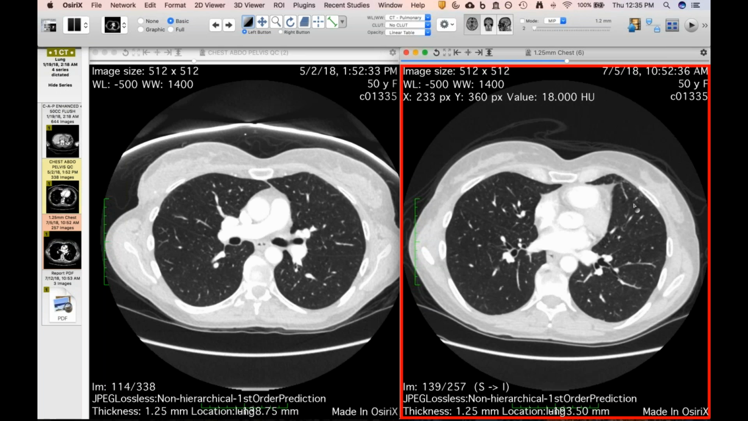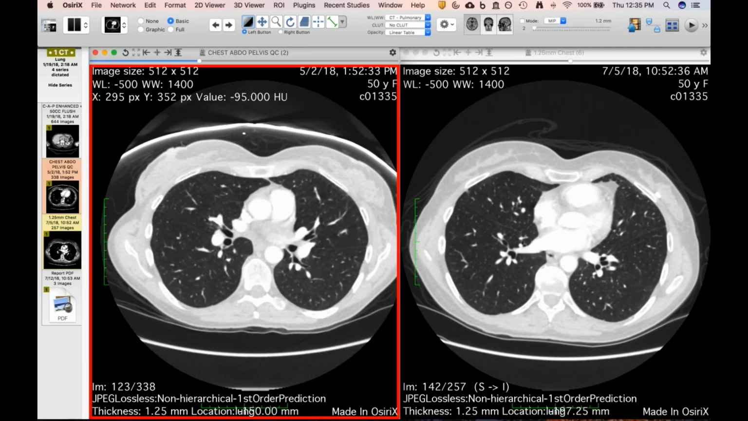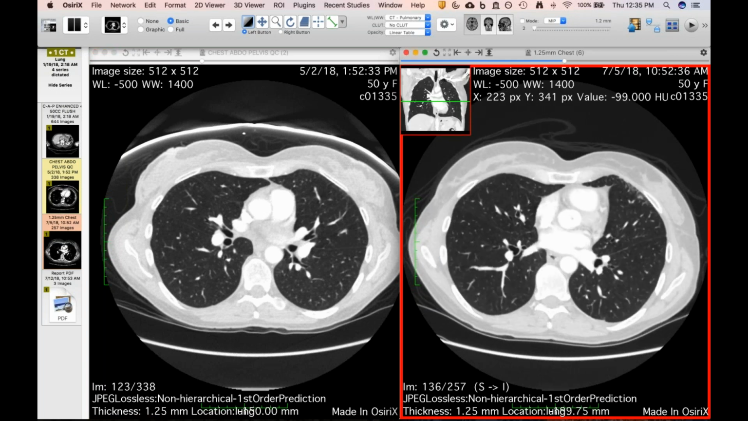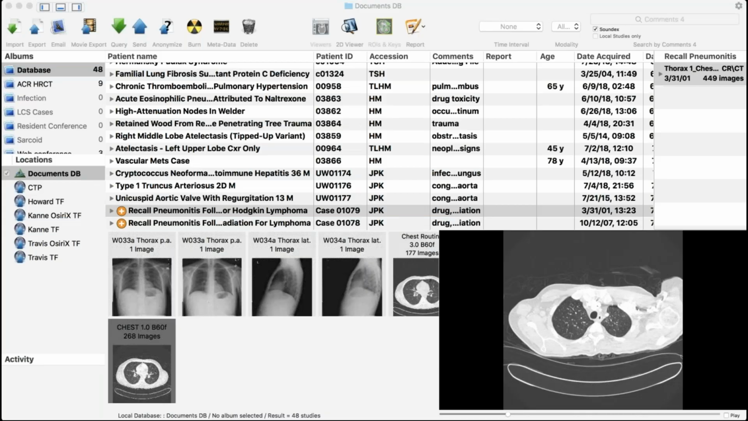Yeah, I like it. And now, is recall pneumonitis a published term? Yeah, that is an established term. Travis, cool. I pulled my Hodgkin lymphoma case. Do you want me to show it real quickly? Yeah, please show it, and I'll look up her stuff while you have control and see if she got chemo. All right.